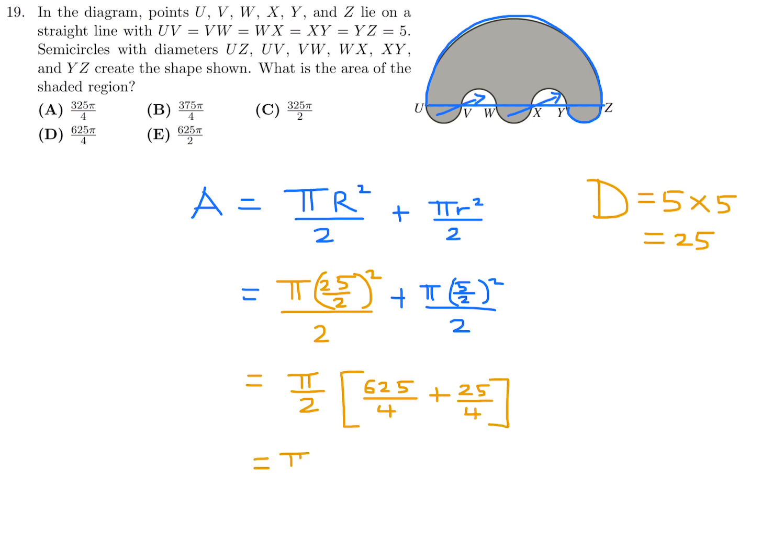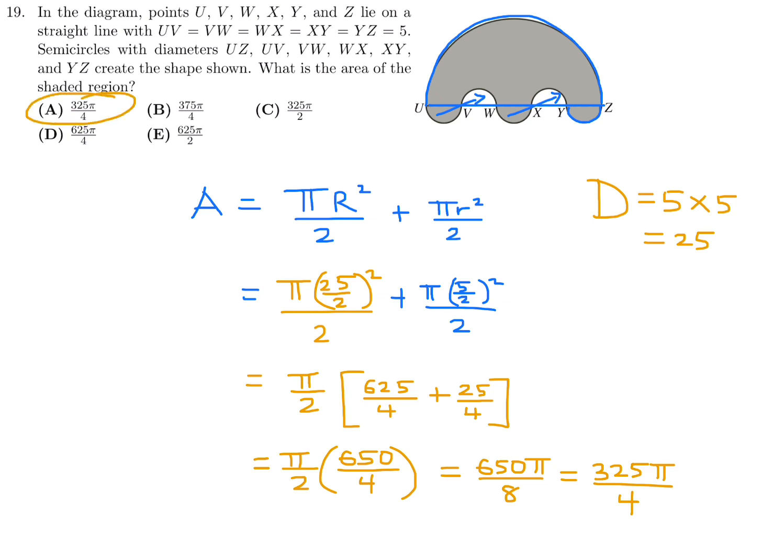So this gives me pi over 2 times 625 plus 25, which is 650, over 4. And therefore this looks like 650 pi over 8. And in lowest terms, it's going to be 325 pi over 4. And that is A for number 19.